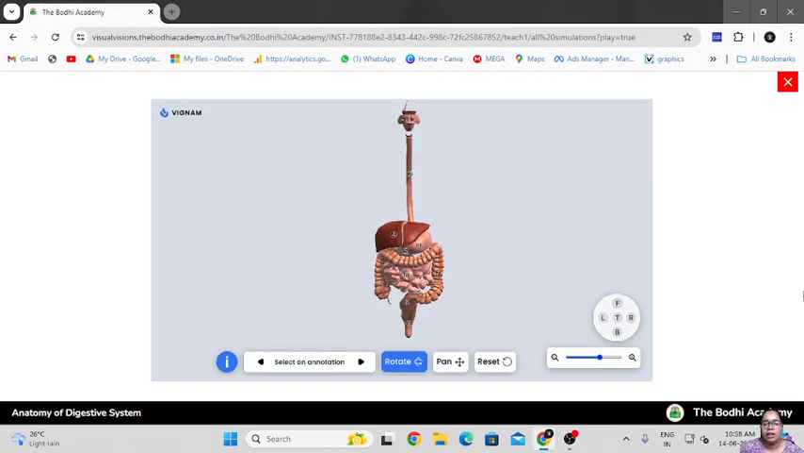My name is Shrutika and today we are going to study the anatomy of the digestive system. We all know that the food we eat is digested in our body through the digestive system. Today we are going to learn how the digestion process takes place in human beings through the digestive system. The first part of the digestive system is the mouth.